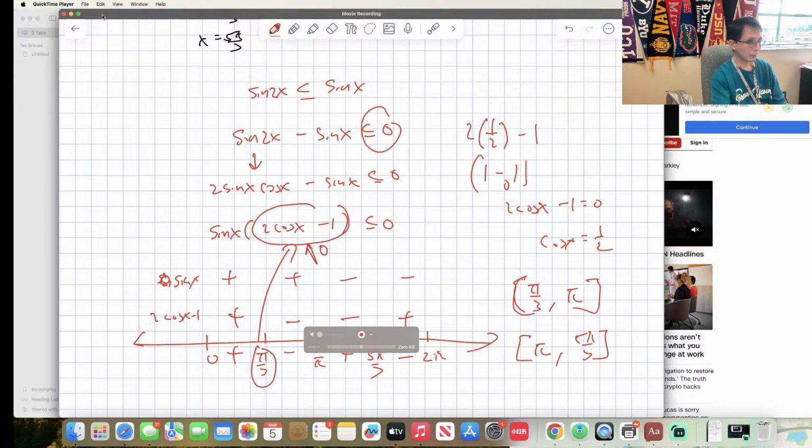If I plug in pi over 3 into sine of x, what is cosine of pi over 3? 1 half, right? 1 half times 2 is 1. 1 minus 1 is 0. So 0 times anything, it doesn't matter what the other things are, it's still going to be 0, because 0 times sine of x is still 0. So 0 is less than or equal to 0.